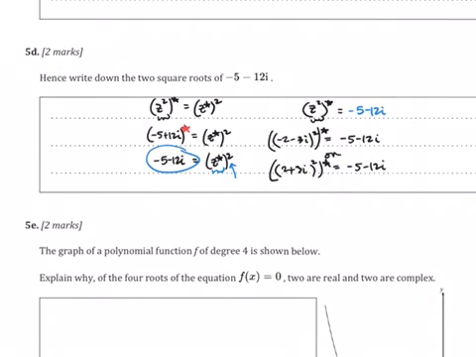So if these two are interchangeable, as you can see, square and star are interchangeable, then these two are interchangeable. Therefore, 2 plus 3i star squared should equal negative 5 minus 12i, and so should, from this example, negative 2 plus 3i. Apple Pencil just died. So there you have it.